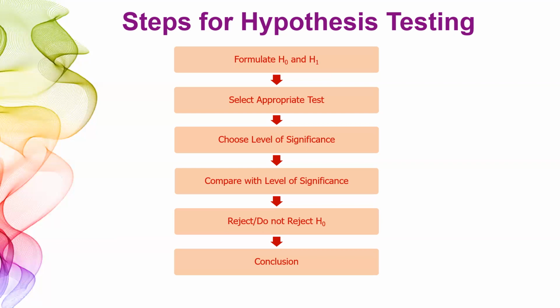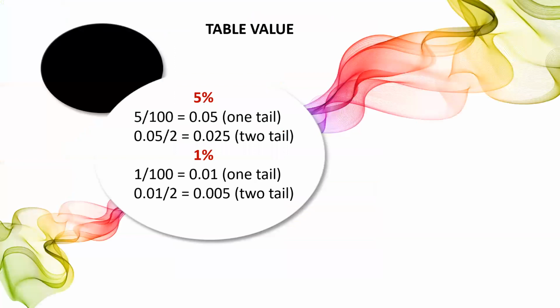So if our table value is compared with the calculated value, and our calculated value is less than the table value, we'll accept the null hypothesis. Otherwise, we'll reject the null hypothesis. As I told you earlier, we'll always go for 5% or 1%. When it comes to 5%, it means that 5 is divided by 100, which gives you the answer 0.05.